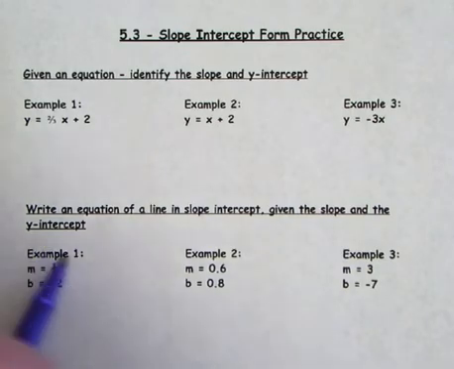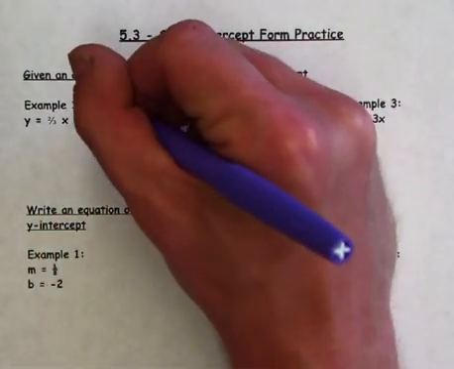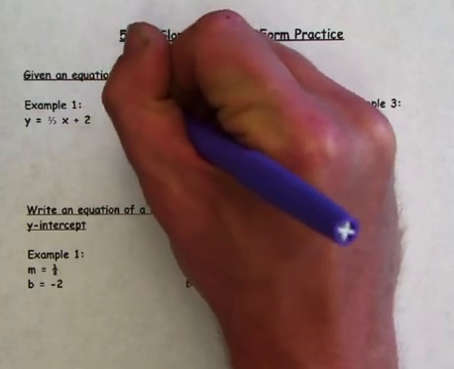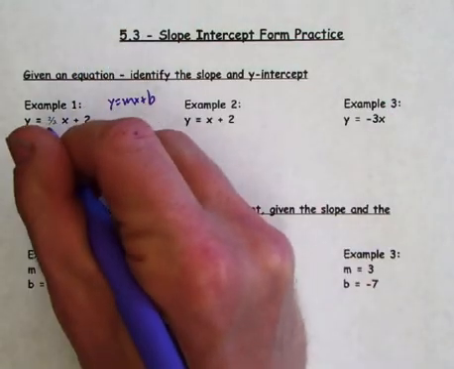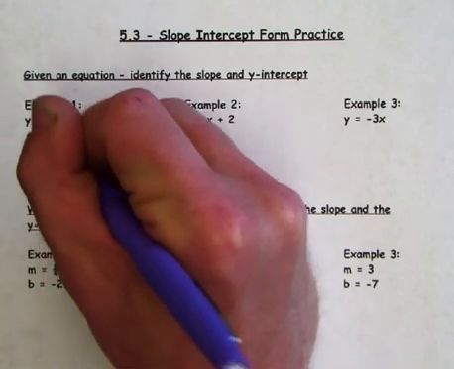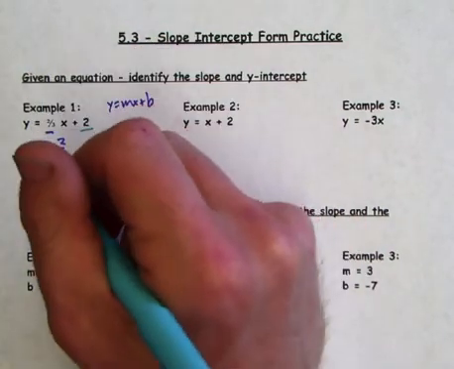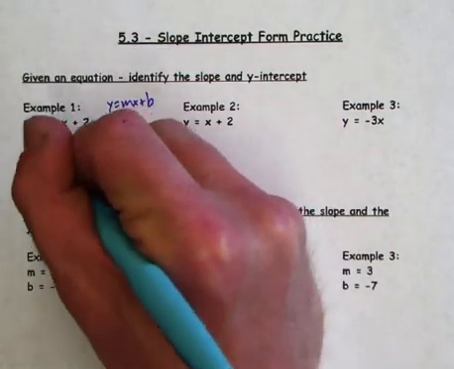So y equals 2/3 x plus 2. Remember, y equals mx plus b, right? So our slope is 2/3, okay? So m equals 2/3. Our y-intercept is 2. B equals 2.